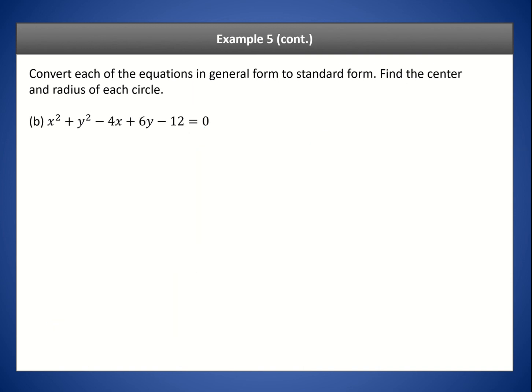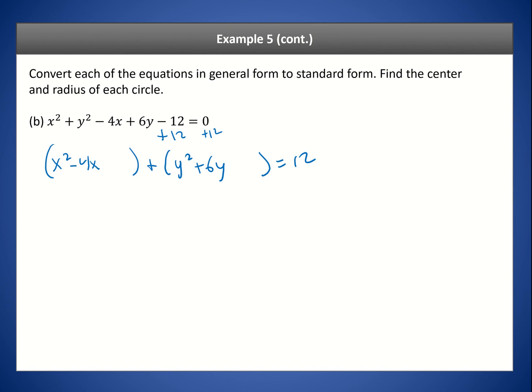All right, let's look at B, and this time we'll use the shortcut that I showed you. I'll kind of show you a little bit of both ways, but we'll focus more on the shortcut. So remember, add the 12 over to the other side, get the constants over to the other side. Group the x's together, group the y's together.